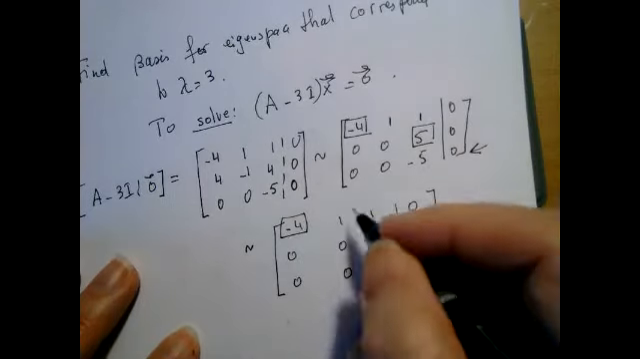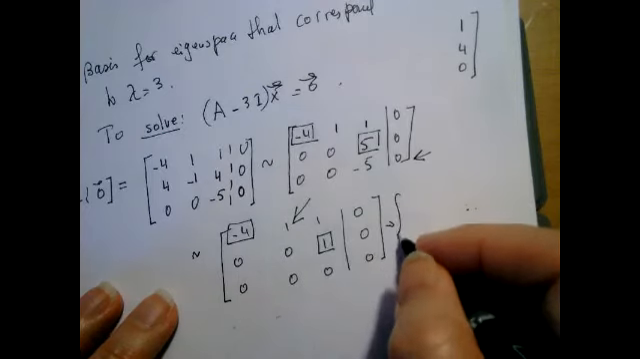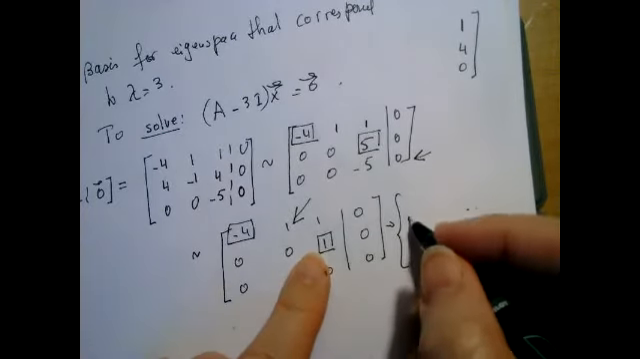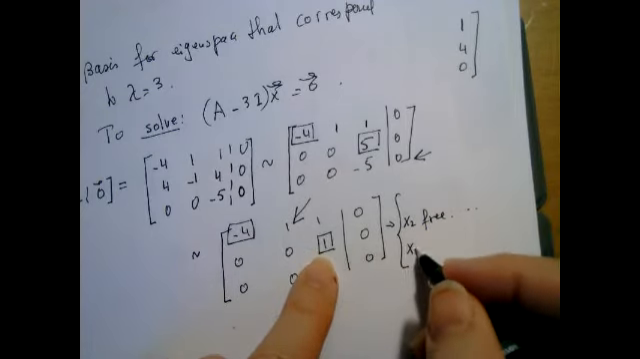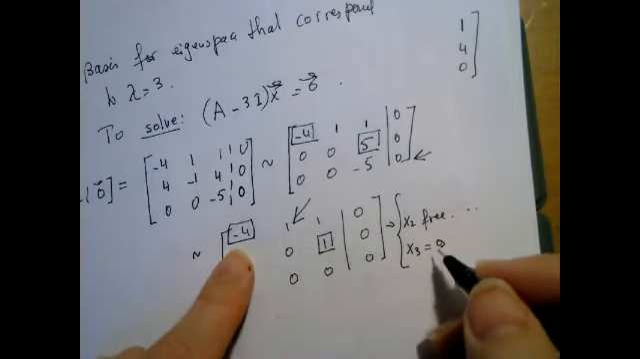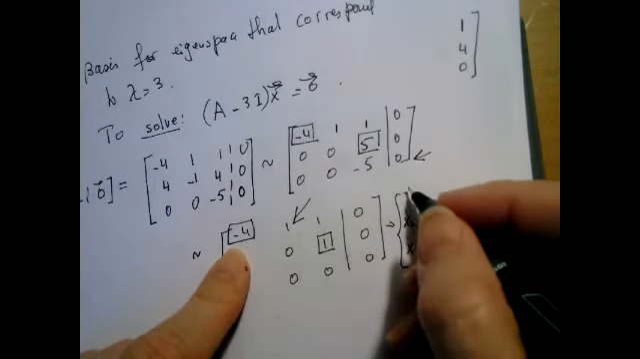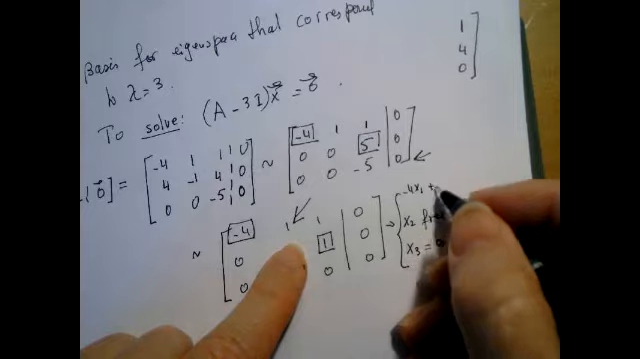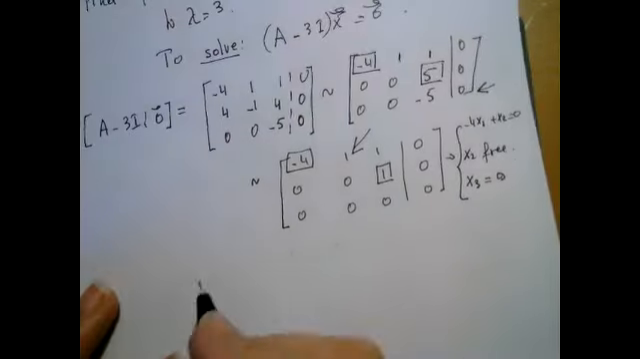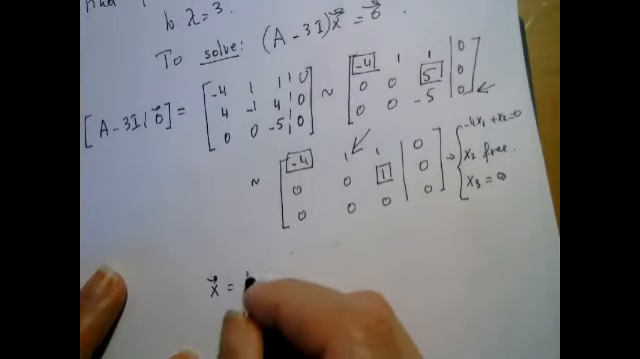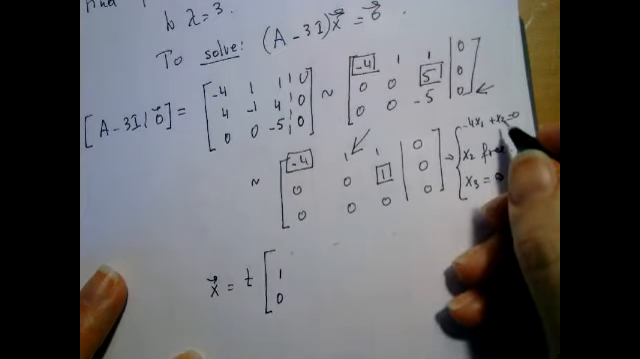Leading, leading. This is my free variable. And this is going to give me the following. Let's read it very carefully. x2 will be my free variable. The last row, read x3, 0. And the first one is going to give me minus 4x1 plus x2 equal to 0. So if I solve for that, I will get x equal t times 1, 0, and this will give me 1/4.